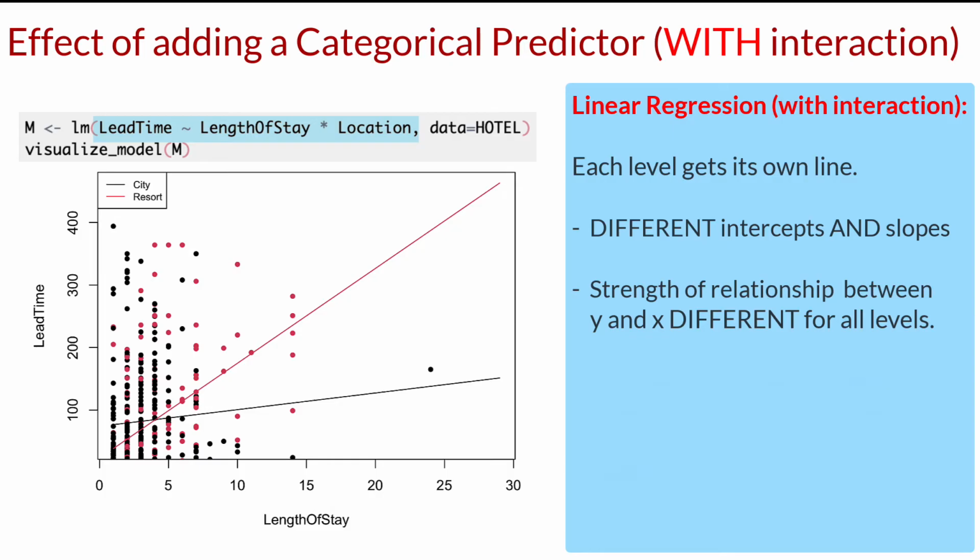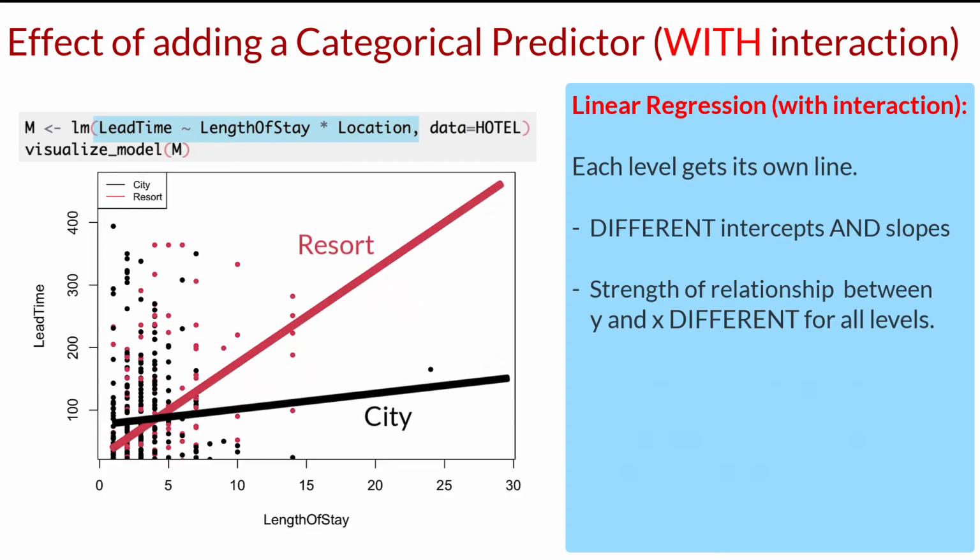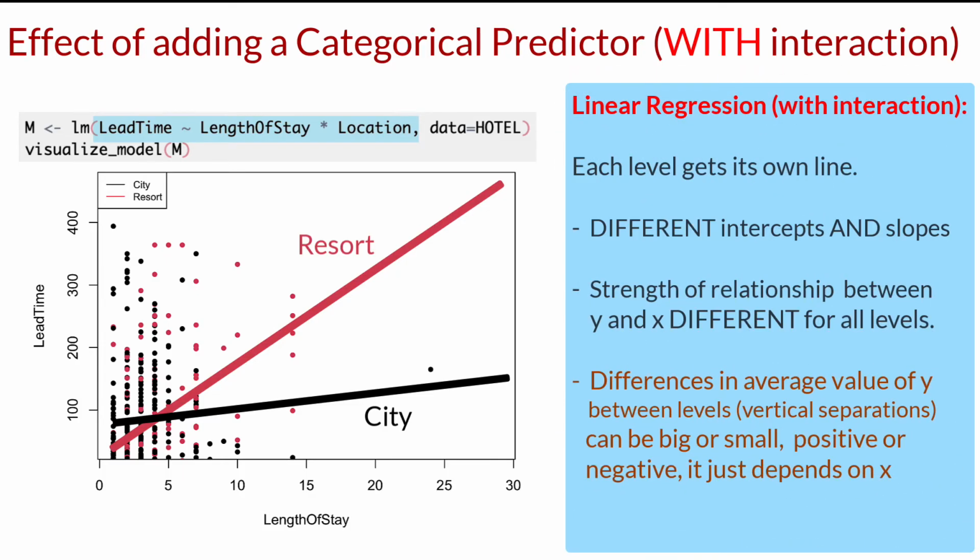And when we set that up and visualize the model, we see that city and resort hotels get their own lines. The strength of the relationship between lead time and length of stay is much stronger for resort hotels than it is for city hotels. But something more interesting is going on, I think.